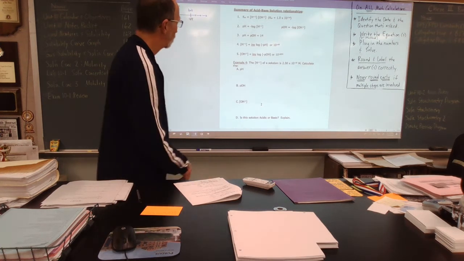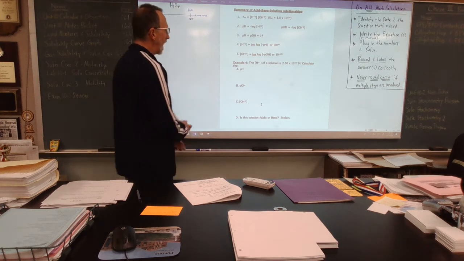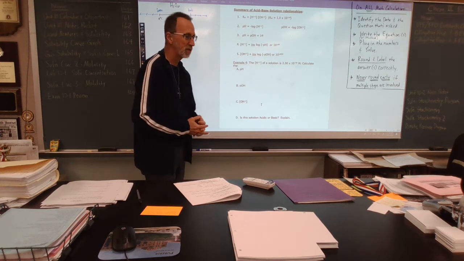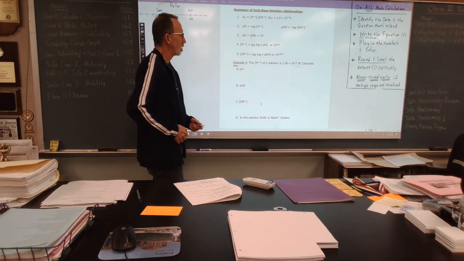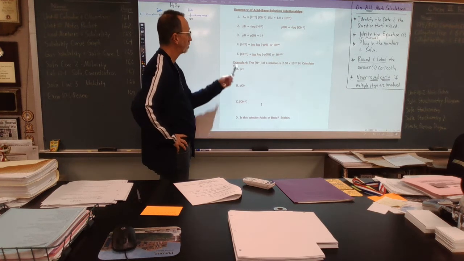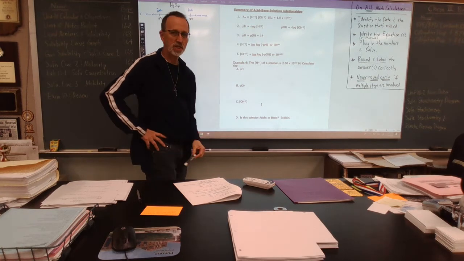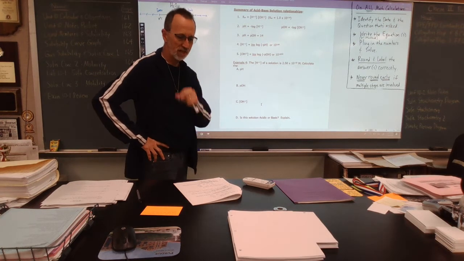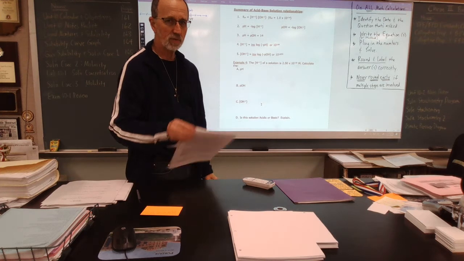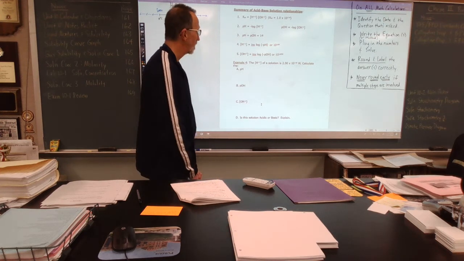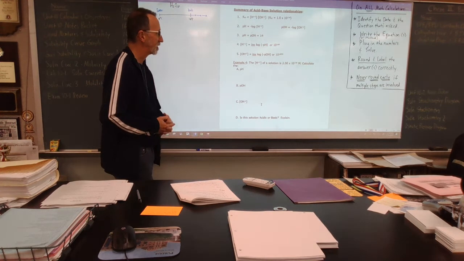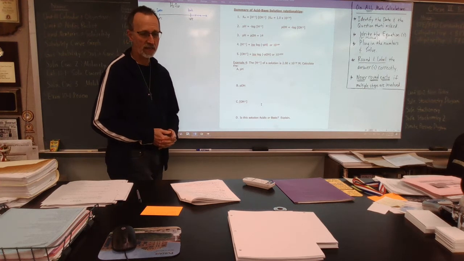Okay, so here's a summary of the acid-base solution relationships we've been talking about today. For any aqueous solution, the product of the hydrogen ion concentration and the hydroxide ion concentration for that solution is equal to a constant. That constant is equal to 1.0 times 10 to the minus 14th, and that is called Kw.